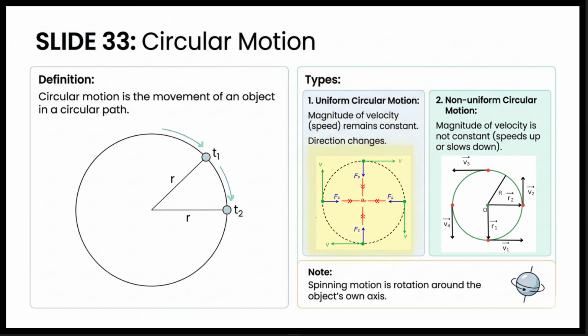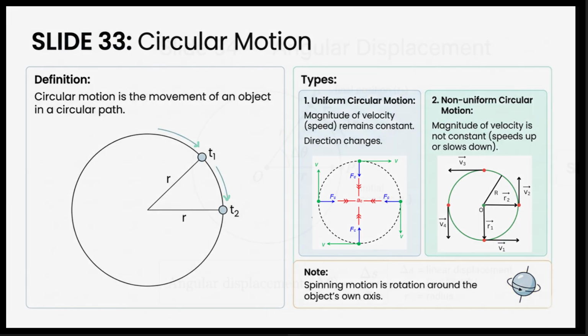The diagram shows velocity vectors tangent to the circle at 4 positions, with centripetal force and centripetal acceleration both pointing inward. In non-uniform circular motion, the speed itself changes around the path, as the varying length velocity vectors illustrate. One important distinction: spinning on your own axis is rotation, not circular motion. The object stays in place rather than traveling along a path.